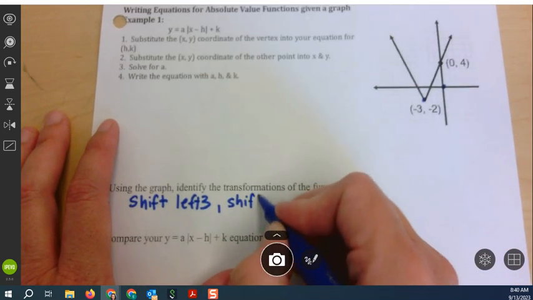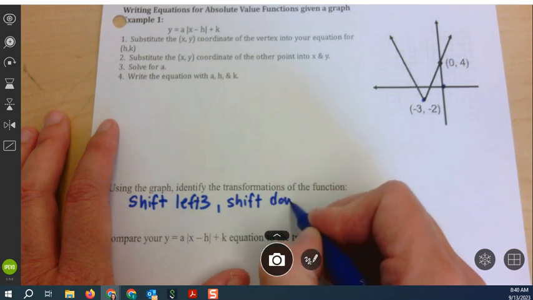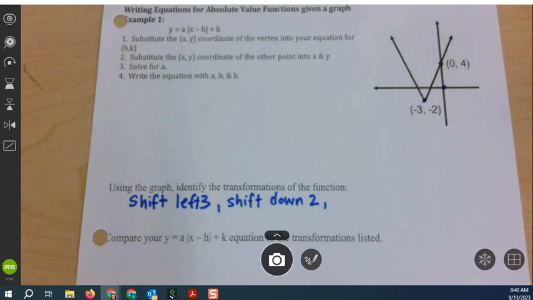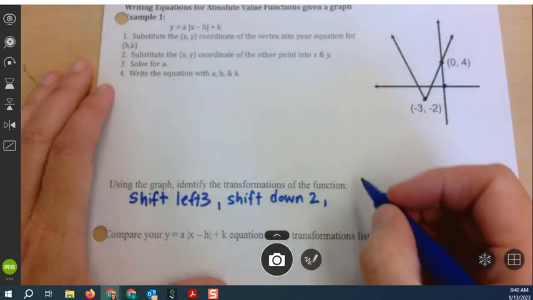Something else happened. See how it's a little bit taller and skinnier than the parent function at the top? What was that called that makes it taller? Yeah, I heard it. 2 good answers. Vertical stretch. So it's a vertical stretch.